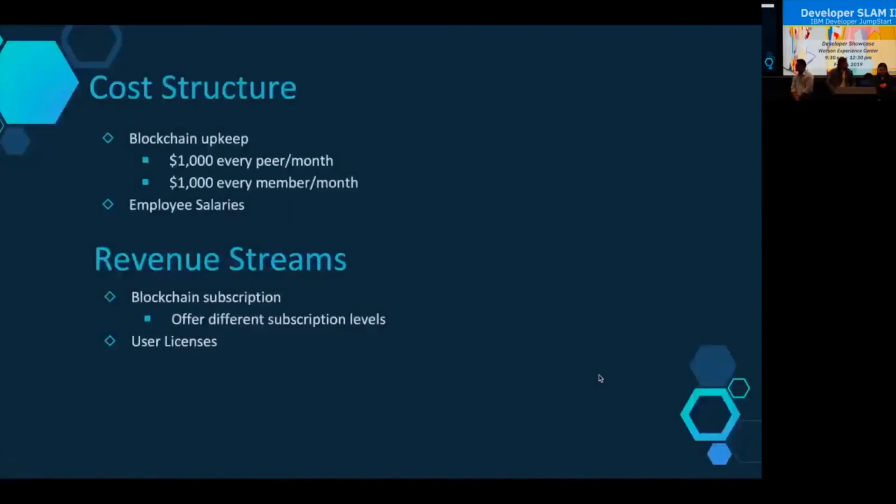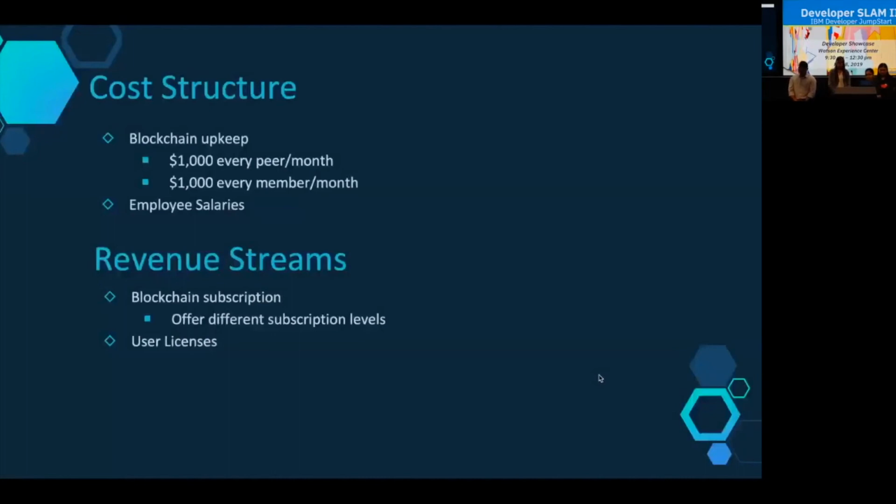So we put a little bit of thought into how we would price this as well as where our revenue would come from. To set up an enterprise blockchain network, it costs $1,000 per month for every peer on the network and $1,000 per month for every membership on the network. On top of that, our costs would also include our employee salaries.